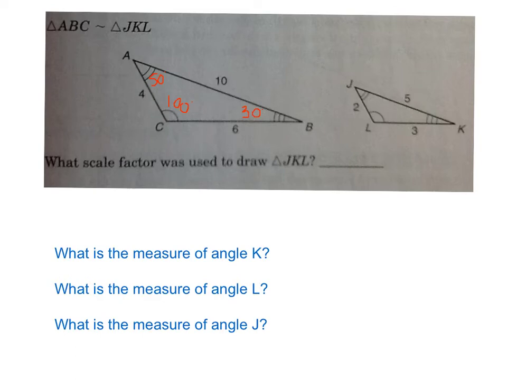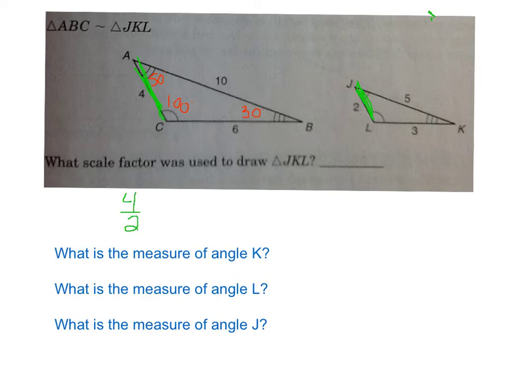Alright, we're given that these triangles are similar, triangle ABC to triangle JKL. It asks us to find the scale factor, so I'm just going to match up corresponding sides. We've got this here, which corresponds with that, so we could say 4 is to 2.